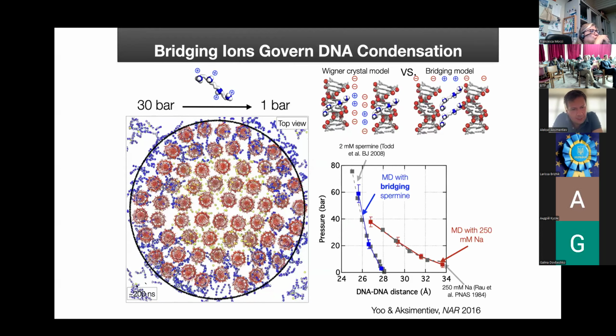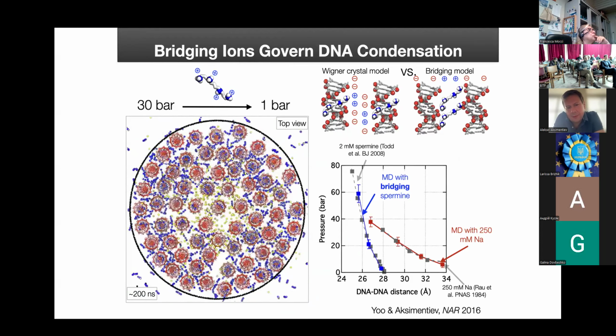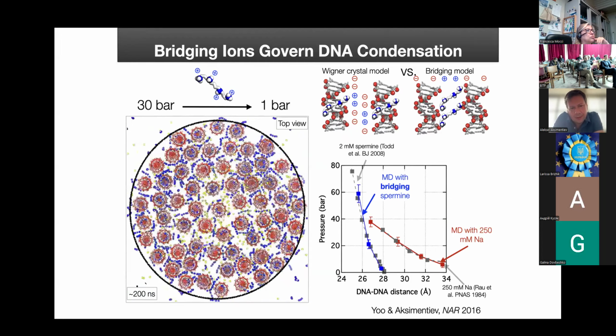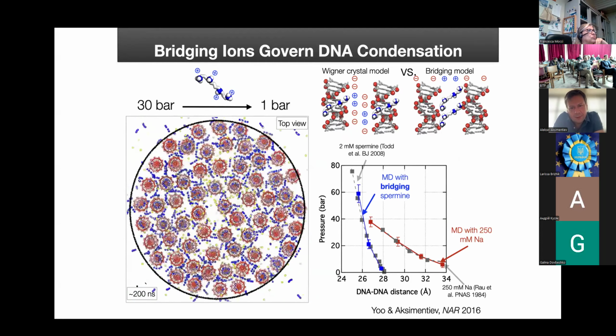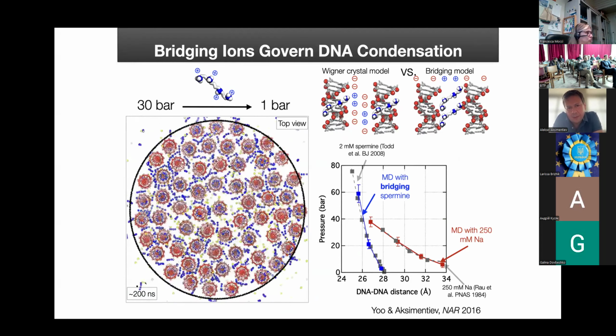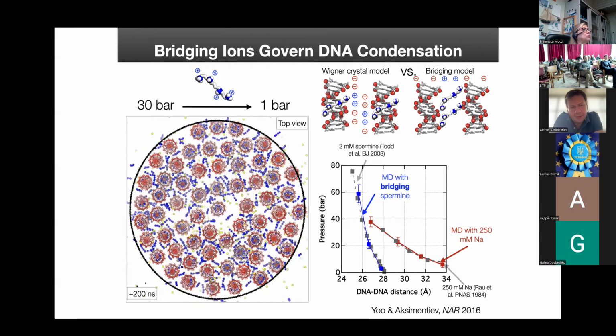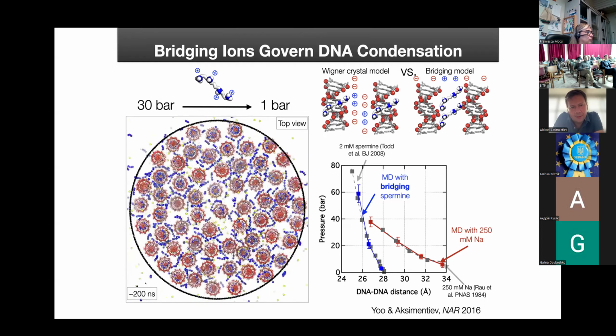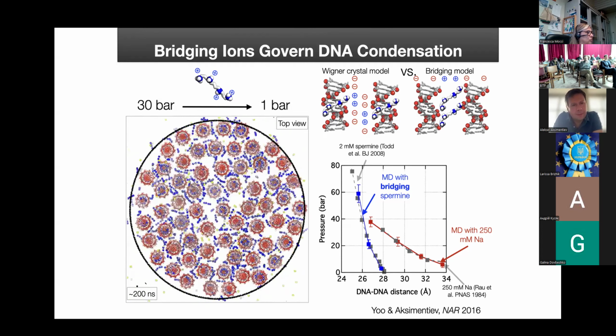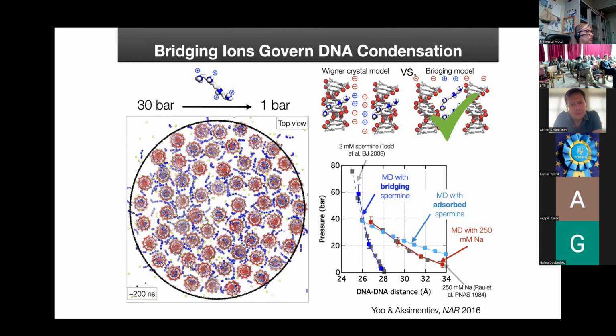I believe this is a movie, right? So you can see that on average they form a hexagonal pattern. The pressure is right on, and so we now have a quantitative tool to study the physics of dense DNA systems. All right.